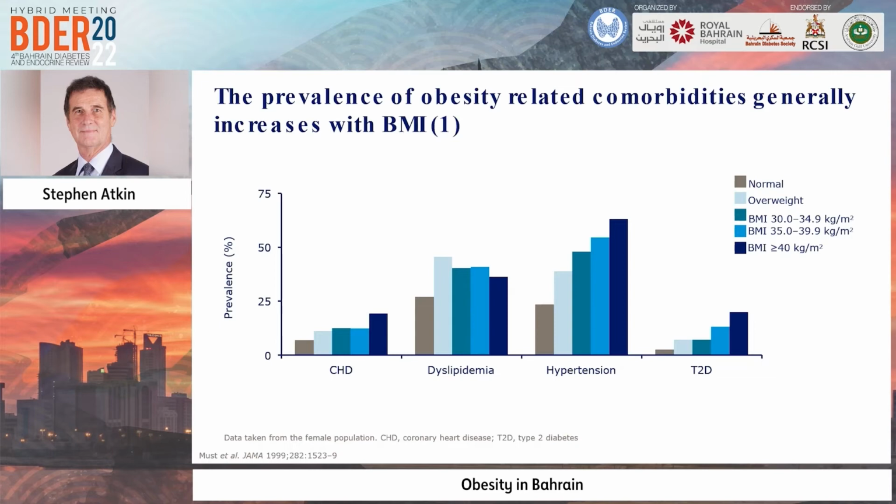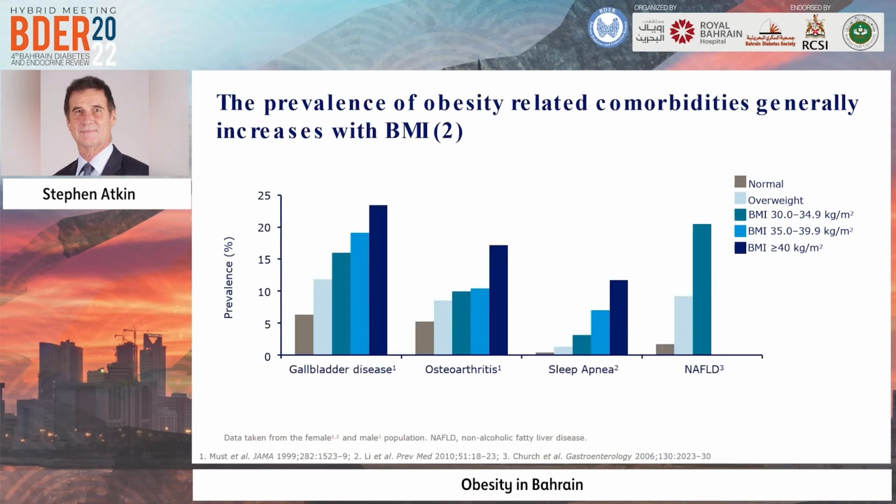Interestingly, for dyslipidemia, what you can actually see is that as soon as you become overweight, your abnormal blood lipids increase and then are maintained, they don't change as your BMI goes up. So there you can see why perhaps being overweight is a cardiovascular risk in its own way. So if one looks then at the prevalence of obesity again with BMI, you can see that there's an increase in gallbladder disease, osteoarthritis, sleep apnea, and non-alcoholic fatty liver disease as well.